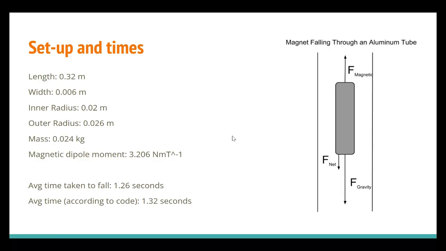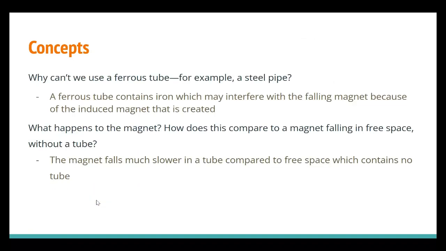The average time it took for the magnet to fall the length of 0.32 meters was 1.26 seconds. However, according to the code, it was supposed to be around 1.32 seconds, so that could just be human error for that difference.